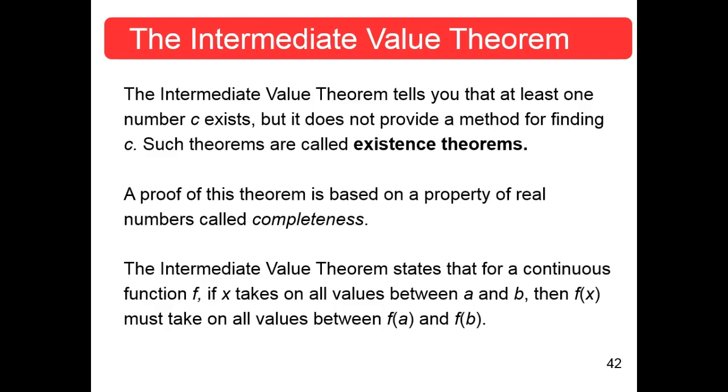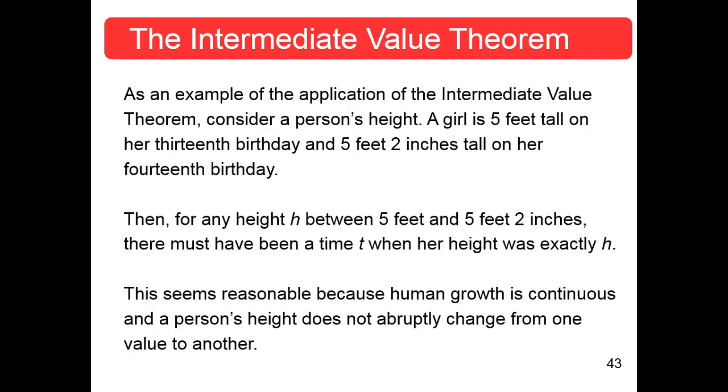The intermediate value theorem states that for a continuous function f, if x takes on all the values between a and b, okay, then f of x must take on all the values between f of a and f of b. If it is everything here, it's got to be everything there. In other words, there's no holes. There's no gaps. There's no places where they are discontinuous. Okay? That's the intermediate value theorem, works for continuous functions.